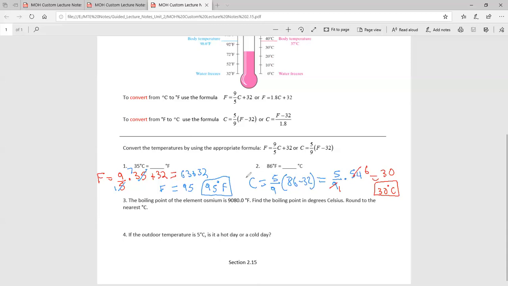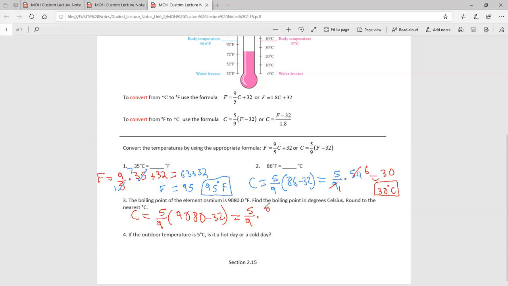So this is an F, so we're going to use an equation that says C equals. Again, I don't care which one of these you're using. I have a preference to use the first one. So that's 5/9, parentheses, then that big number, 9,080, minus the 32. Once again, you do not have to memorize these formulas. So the 9,080 minus the 32, what's that? 9,048.